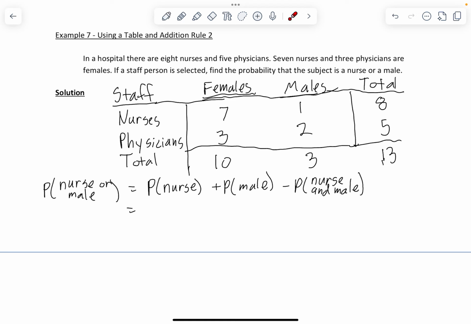Probability of nurse. Well, there were 13 people, and 8 of them were nurses, right? So that would be 8 out of 13. Probability of male. 13 people, 3 males. 3 out of 13. Nurse and male. There were 13 people. One of them was both a nurse and a male. So that would be 1 out of 13. This is equal to 10 out of 13 when you work that out.